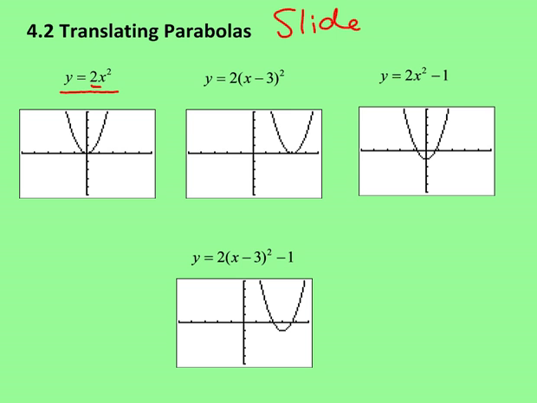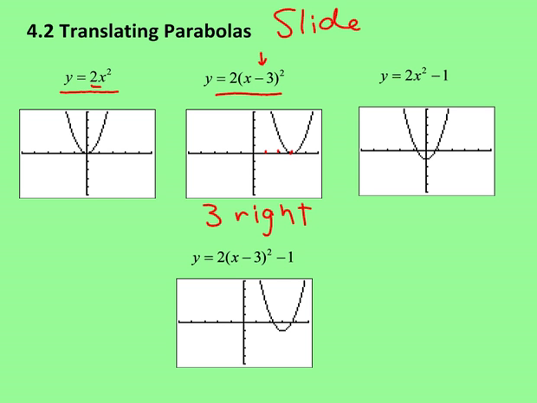Now when we graph y equals 2 times (x minus 3) squared, what's different? Well, inside what's being squared, we have a minus 3. What did that do to our parabola? How did it move? Well, it moved 1, 2, 3 to the right. So when we have that minus 3 inside, it moves us 3 to the right. What do you think would happen if it had been a plus 3? It's going to move the opposite direction, so it would have moved 3 to the left instead and been over here.